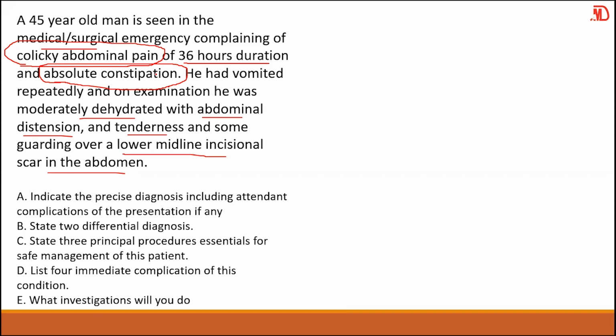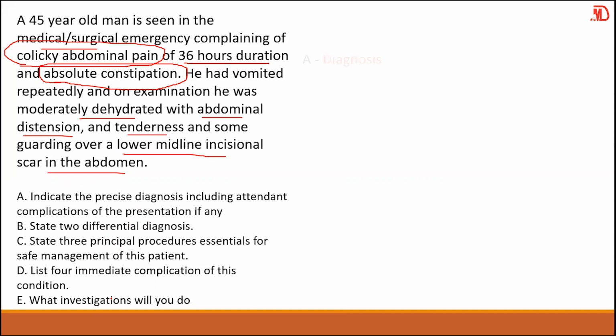So in our question, they say we should indicate the precise diagnosis, including antecedent complications, then differentials, management, then investigation. So let's go through them one after the other.